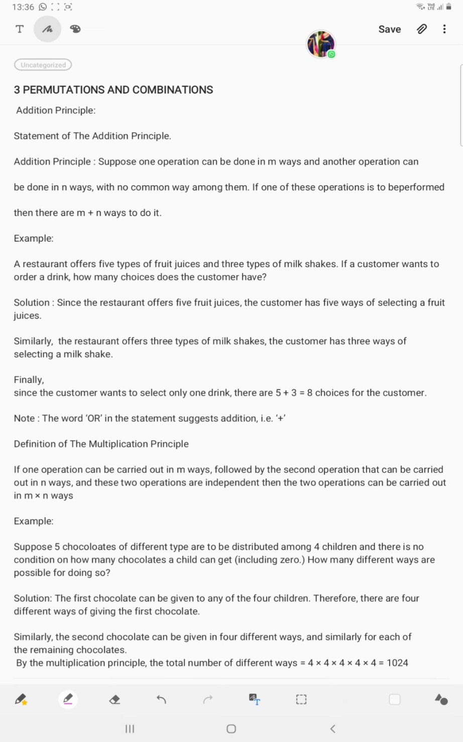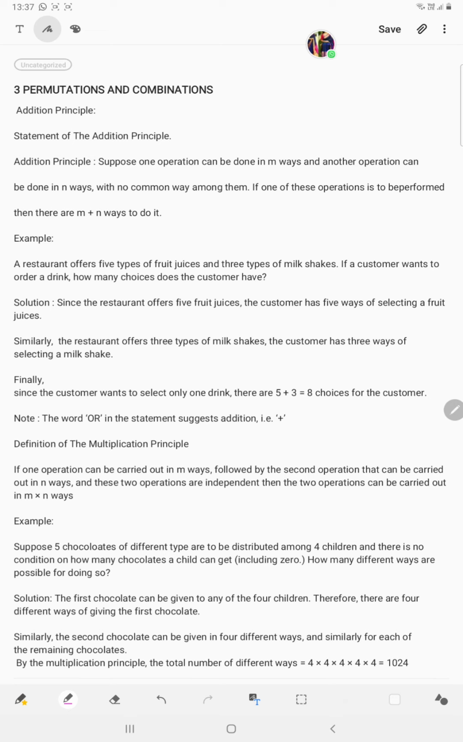For better understanding, we will take one example. A restaurant offers 5 types of fruit juices and 3 types of milkshakes. If a customer wants to order a drink, how many choices does the customer have? That means the restaurant offers a total of 5 fruit juices and 3 milkshakes, but the customer wants only one drink. Therefore, the customer has a total of 5 plus 3, total 8 options. He can choose any one of his favorite. Therefore, total 8 choices for the customer.